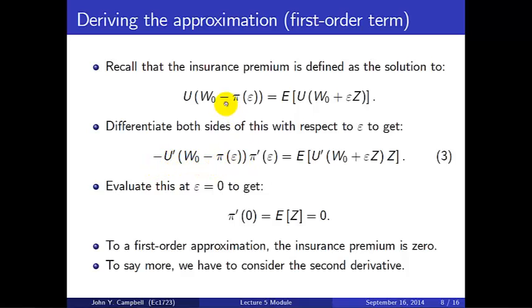marginal utility times minus the derivative of pi with respect to epsilon. So that's minus marginal utility times pi prime, this first derivative. And that has to equal the derivative of the right-hand side, which is the expectation of marginal utility times the derivative of this argument with respect to epsilon, which is z. Now, we're going to evaluate this at the point epsilon equals 0. And when we do that, we're going to see that we'll have u prime of w0 here and u prime of w0 here. The epsilon terms drop out because they're 0. And so then we can cancel out the marginal utilities, and we'll just have pi prime of 0 is the mean of z, which is 0. So we've shown that to a first order approximation, the insurance premium is 0. To say anything more, we have to think about the second derivative.